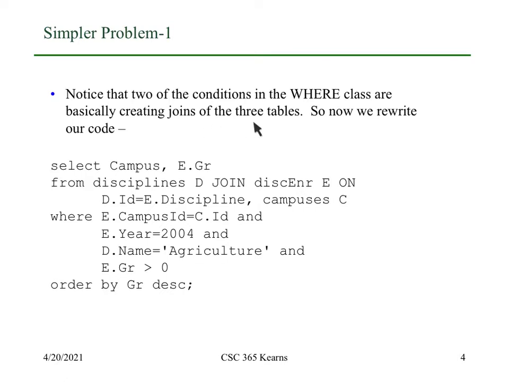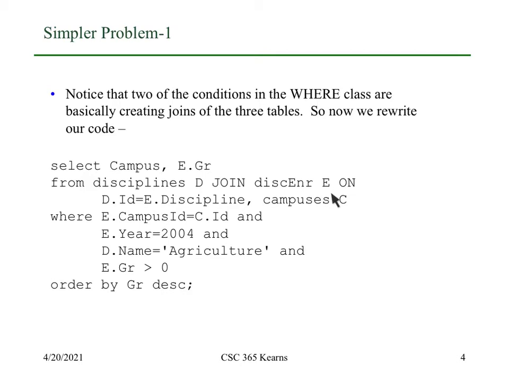So here's how we do that. As I already mentioned, we want to basically use some of the conditions in the where clause and explicitly create joins in the from clause. So if you think about it, what we're going to do is join disciplines with discipline enrollments, and the way we're going to do that, if you look at the attributes, is from the discipline ID in disciplines and the discipline attribute in the discipline enrollments.